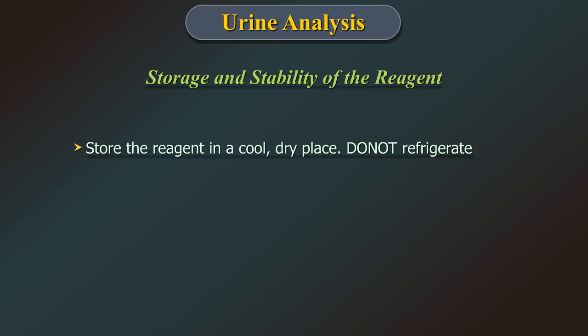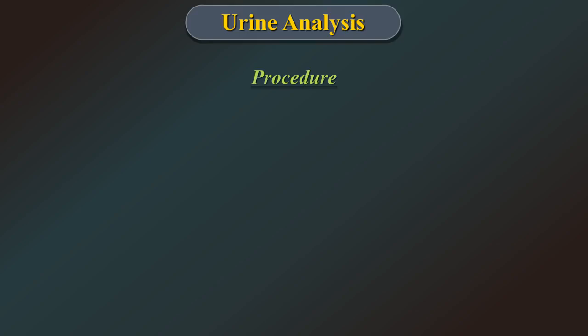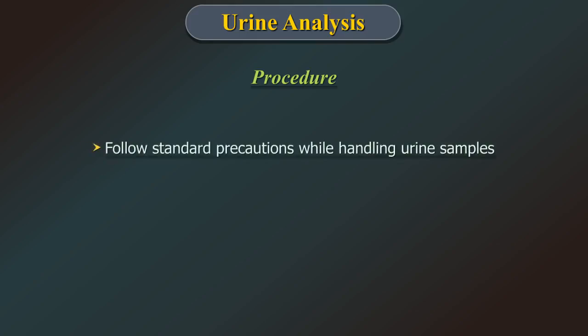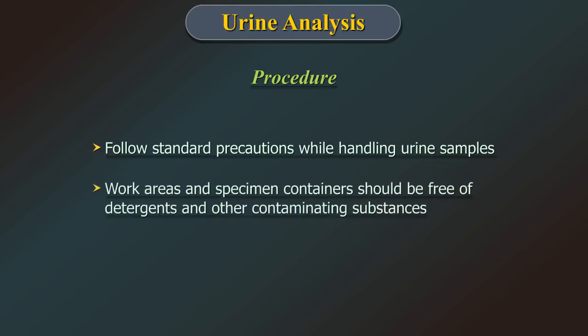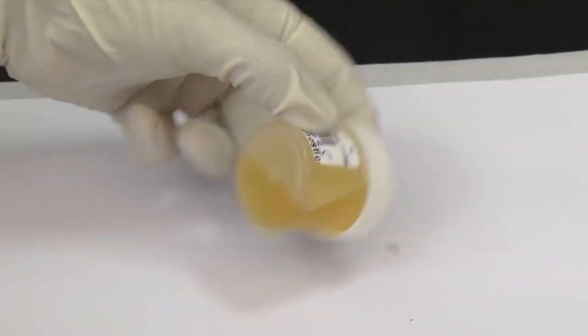Do not refrigerate. Keep out of direct sunlight and protect against ambient moisture and heat. Procedure. Follow standard precautions while handling urine samples. Work areas and specimen containers should be free of detergents and other contaminating substances. Mix the sample well before testing.